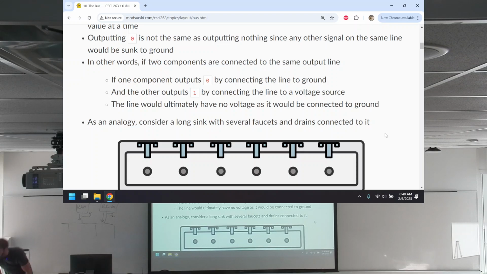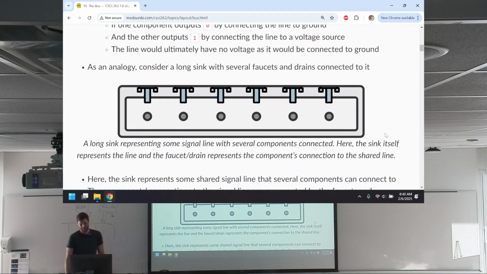We could think of an analogy, right? So this is a sink. Okay, think of this as like a top-down sink, okay? You know what I mean? Like these are the drains, these are the faucets, okay? So we've got a long sink, okay? Each of these faucet drains would be like a connection to, like this is for RAM. These are not different bits. Okay, that's not what we're thinking here.